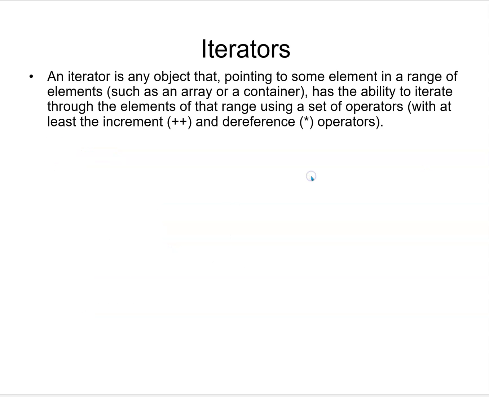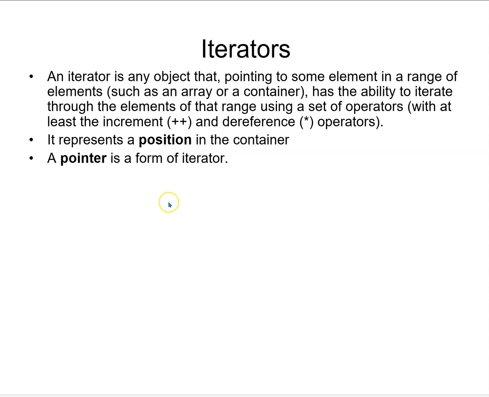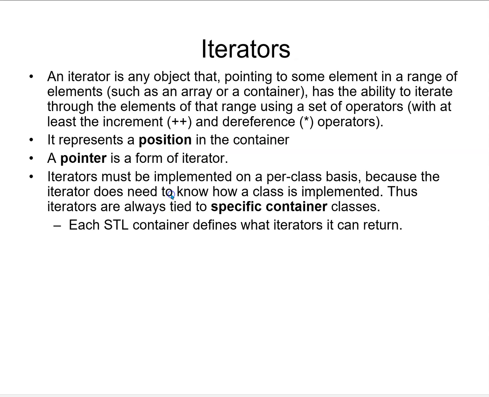So after all that, let's discuss what an iterator is. An iterator is any object pointing to some element in a range of elements, such as an array or container, that has the ability to iterate through the elements of that range using a set of operators with at least the double plus, increment, and dereference operators supplied. It basically represents a position in a container, and a pointer is a form of iterator. Iterators must be implemented on a per-class basis because the iterator does need to know how a class is implemented.